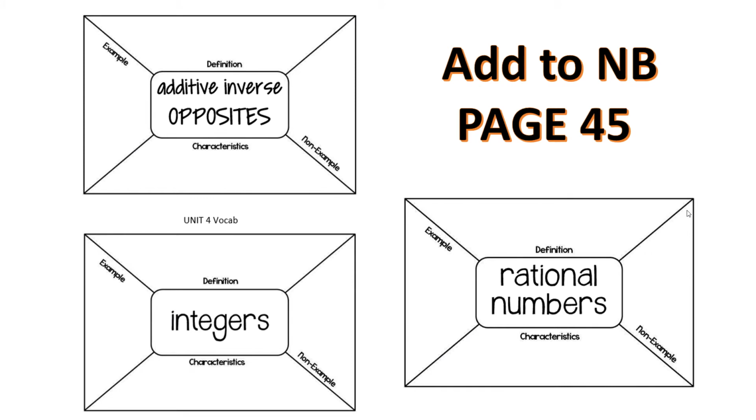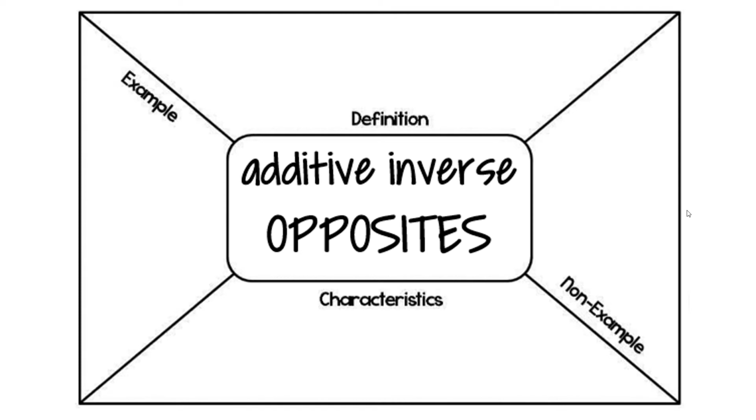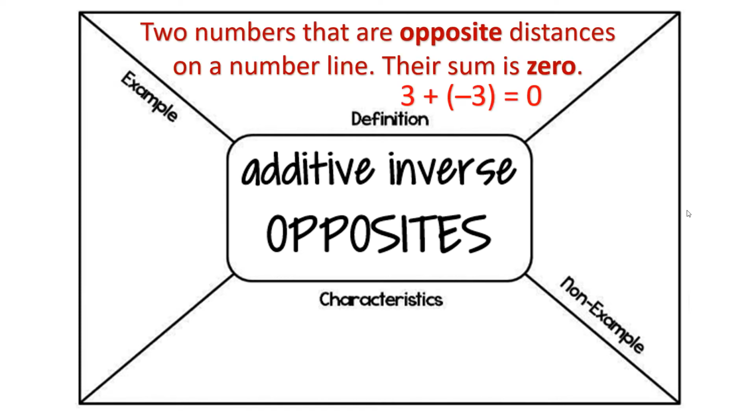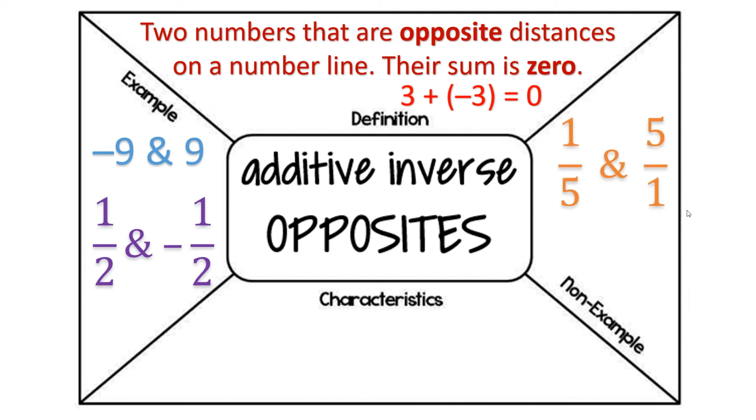You should have these vocab words. We're going to go ahead and cover additive inverse and opposites today. The definition of additive inverses and opposites: two numbers that are opposite distances on a number line. Their sum will equal 0. So you're going to have a negative and a positive number, and when you add them together, they will equal 0, like -9 and 9, 1/2 and -1/2, versus a non-example would be 1/5 and 5/1.